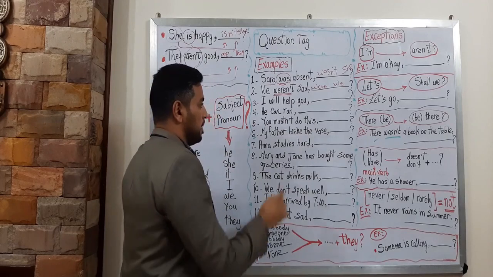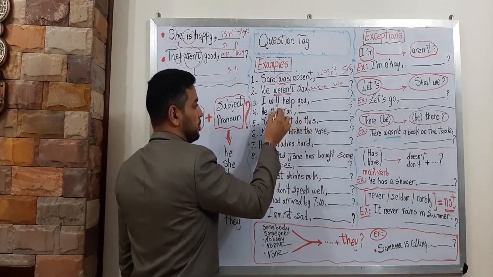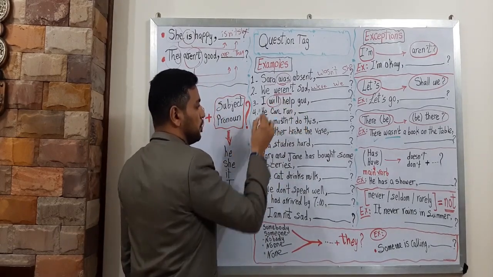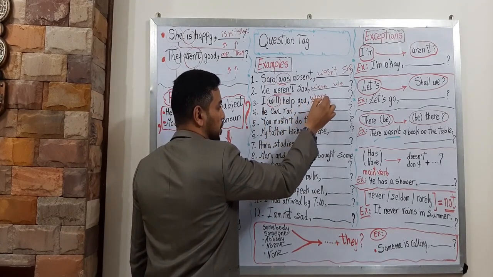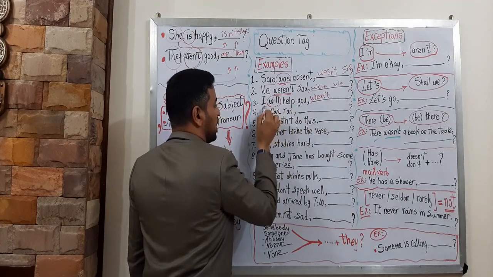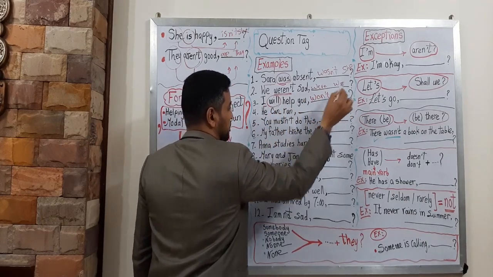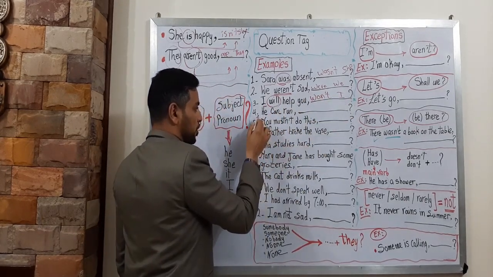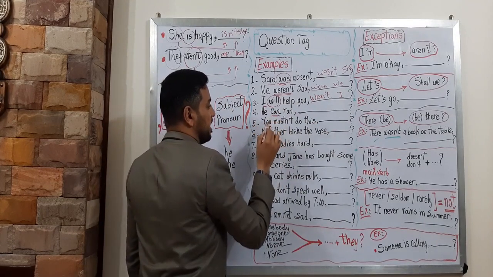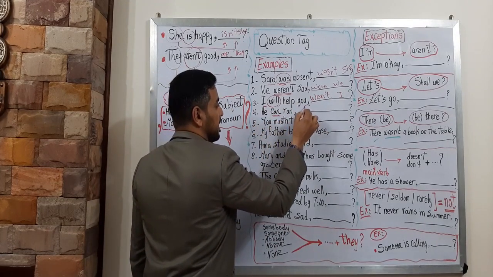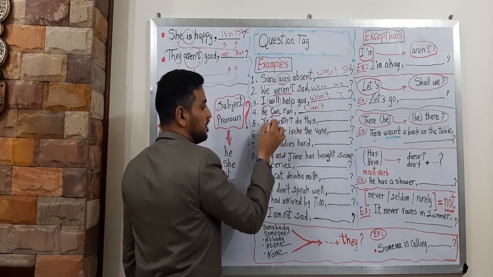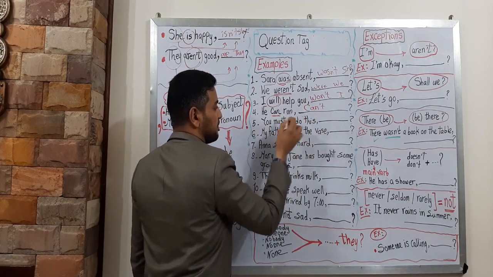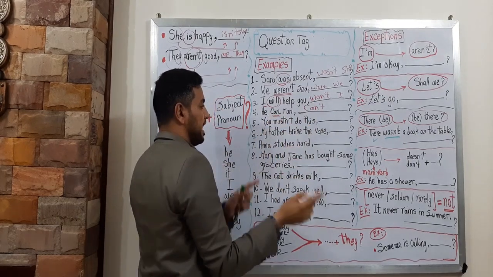Number 3, I'll help you, or I will help you. Well, it will be will not, or won't. W-O-N apostrophe T. And 'I' is the same, it never changes. Example number 4, he can run. Can, it will be can't. Concentrate on this point: if the sentence is positive, the question tag will be negative. He can, it will be can't he.